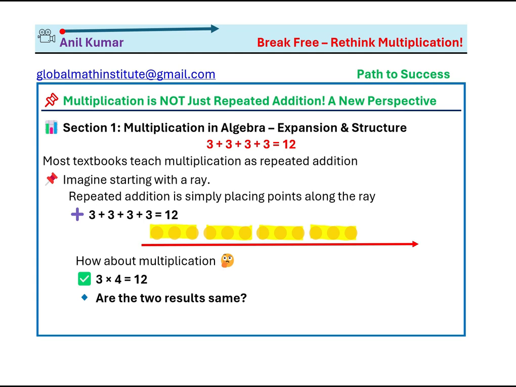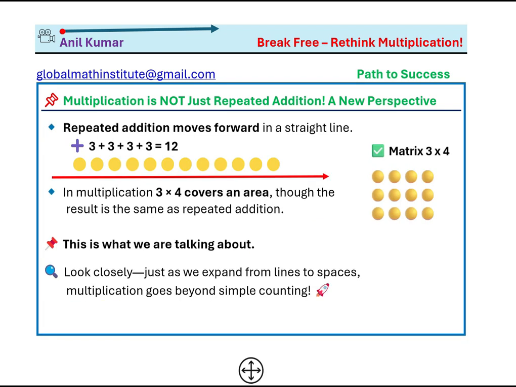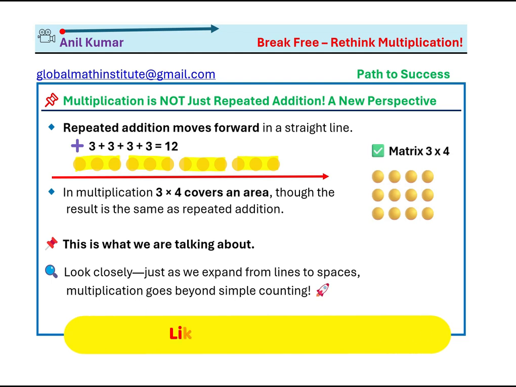Perfect. But when I say 3 times 4 is 12, then what do we really see? We do get the same number 12, but does it mean the same thing? Have a look at it. Are the two results the same? Here is how it is represented. Repeated addition moves forward in a straight line, as we just saw, placing the groups of threes, four of them, makes 12 along a line. It's a linear movement in one direction.